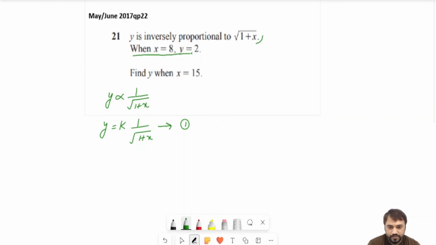the given information. When x is equal to 8, y is equal to 2. The value of y is 2. 2 is equal to k over square root of 1 plus the value of x, which is 8. Now simplify it. 2 is equal to k over square root of 9, and the square root of 9 is equal to 3. Yes, it is 3.